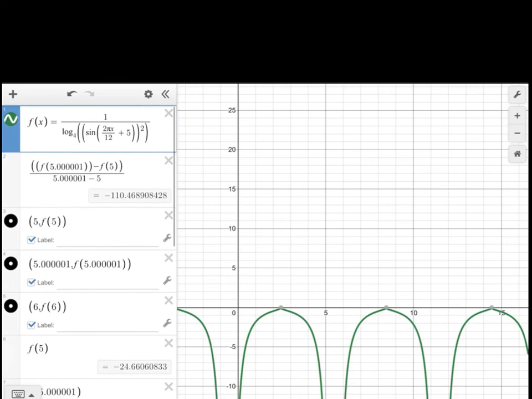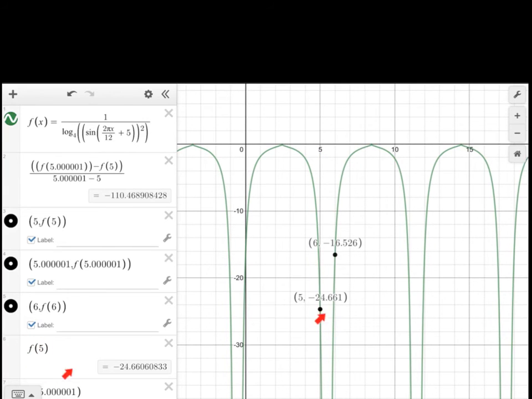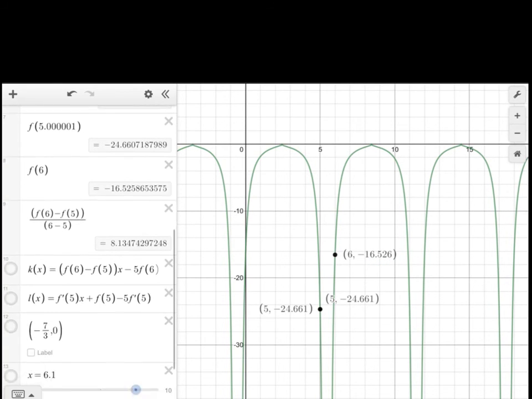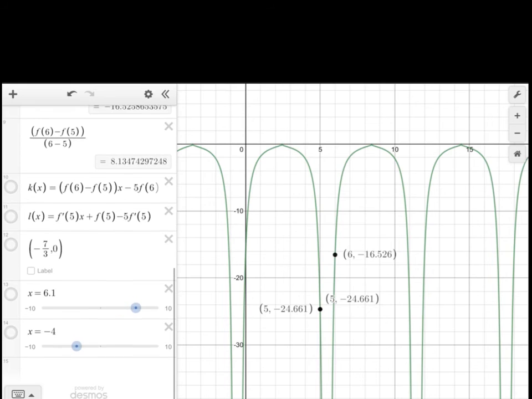Again, super easy. Find f of 5. So plug in 5 and you get negative 24.661 approximately. Plug in a 6. 6 comma negative 16.526. And then you put it into delta y over delta x, which is right here, and you get a slope of 8.13 approximately.